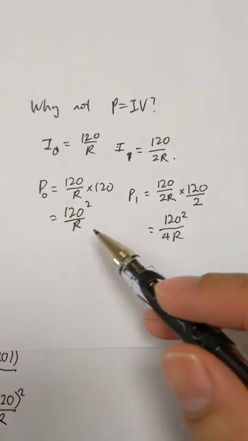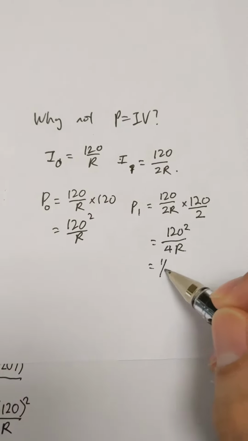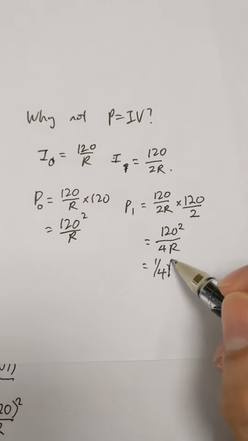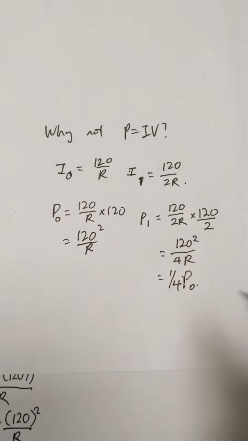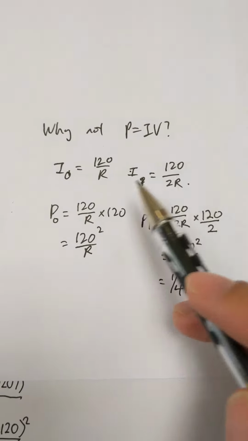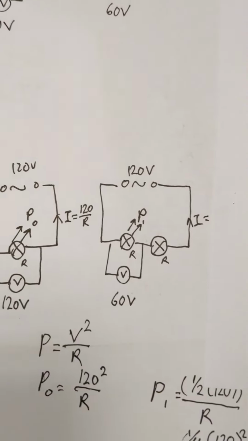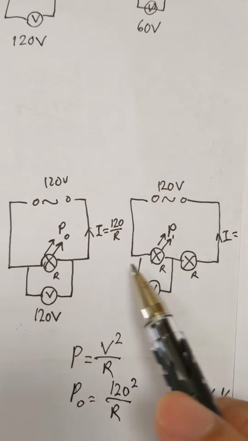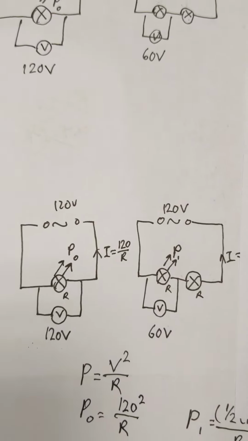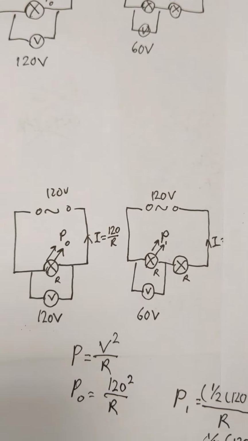So you can see the answer is still the same. Your final result is still going to be the same. It's still going to give you a quarter P0. But the difference is you have to do the additional step of calculating the current because the current has changed. Whereas if you just use V squared over R, you don't have to do that calculation because the resistance of the bulbs never changes between the two sets of circumstances. V squared over R works really well here.